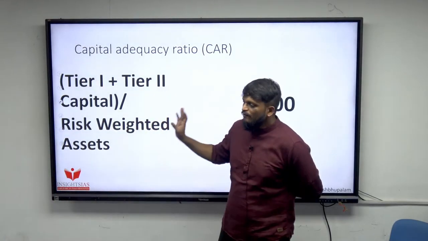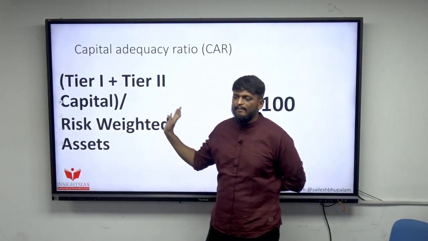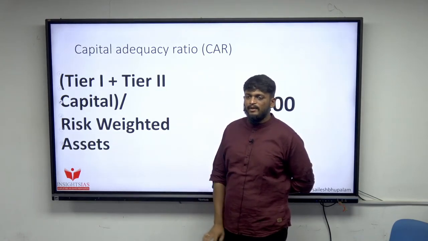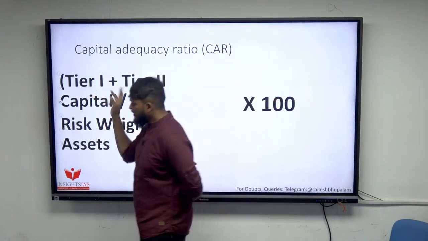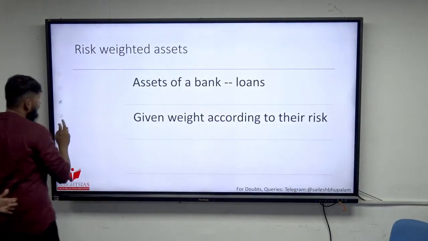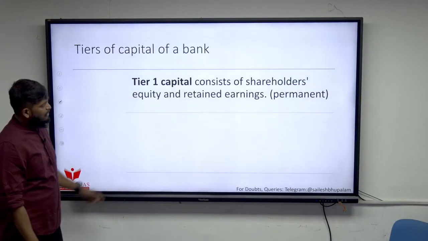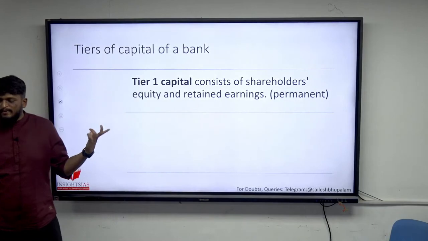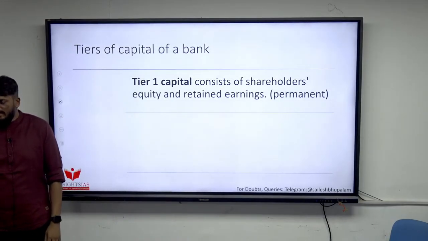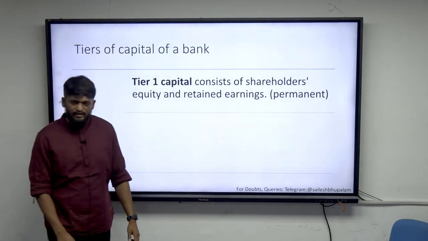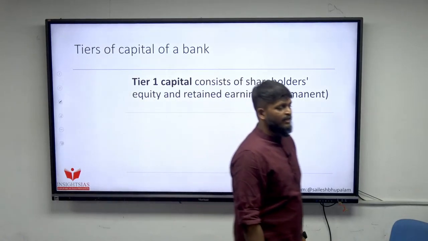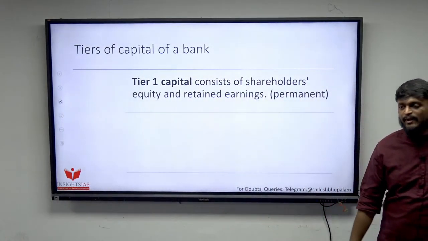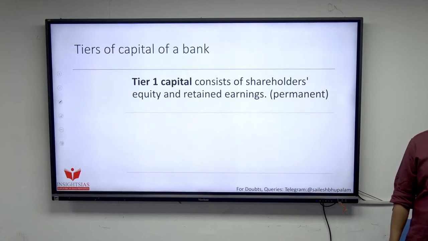So this capital, so far we have discussed as one unit, but capital can be divided into Tier 1 and Tier 2 capital. Tier 1 is permanent capital, Tier 2 is temporary capital. Shareholders' money is permanent capital. Imagine you buy shares of a company. This money is permanently of the company. They will never give you back that money. If you want to get the money, you can sell the shares to someone else in the market.